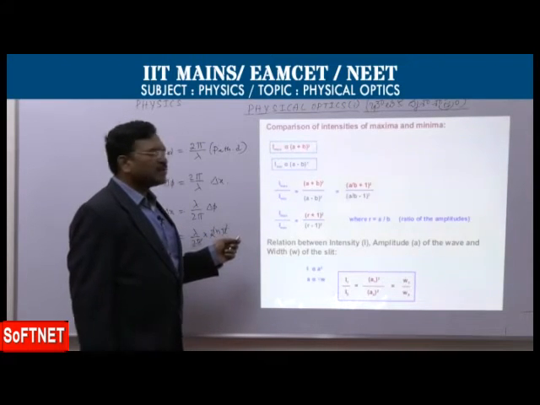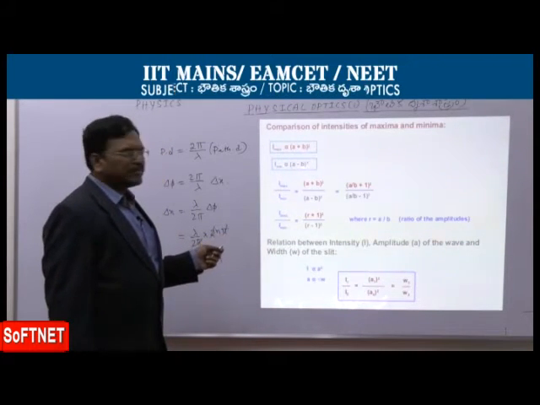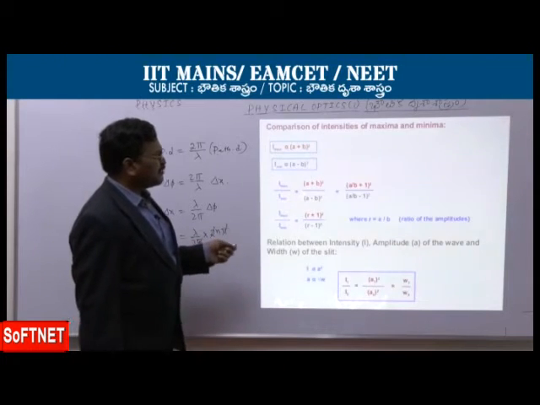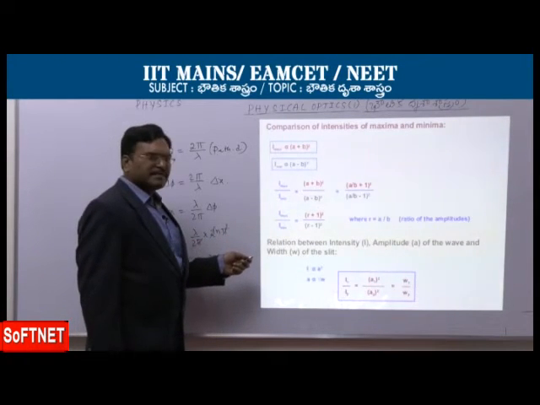Next one: comparison of intensities of maxima and minima. I maximum is proportional to what? (a plus b) whole square. I minimum is proportional to what? (a minus b) whole square. I maximum by I minimum is (a plus b) whole square by (a minus b) whole square.